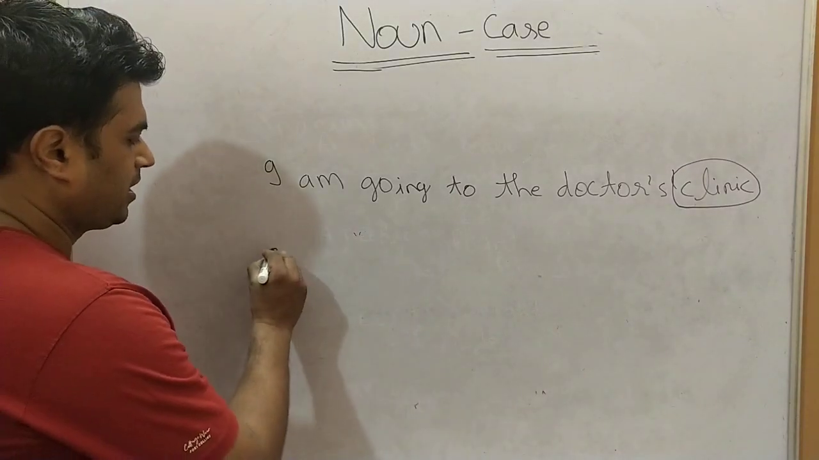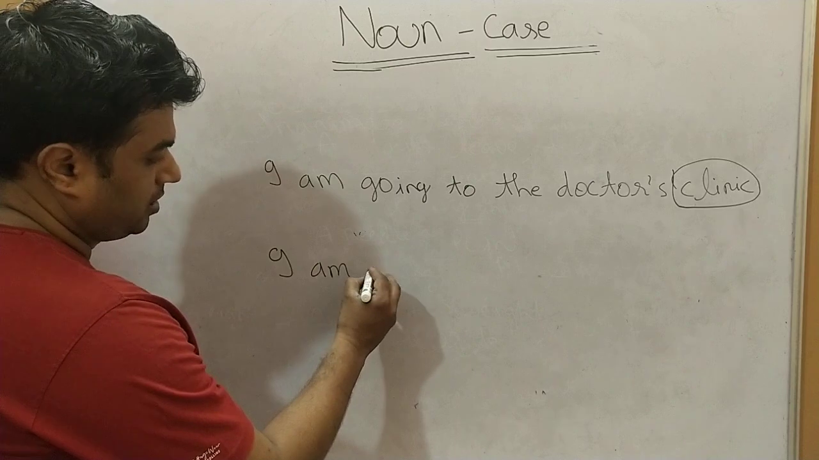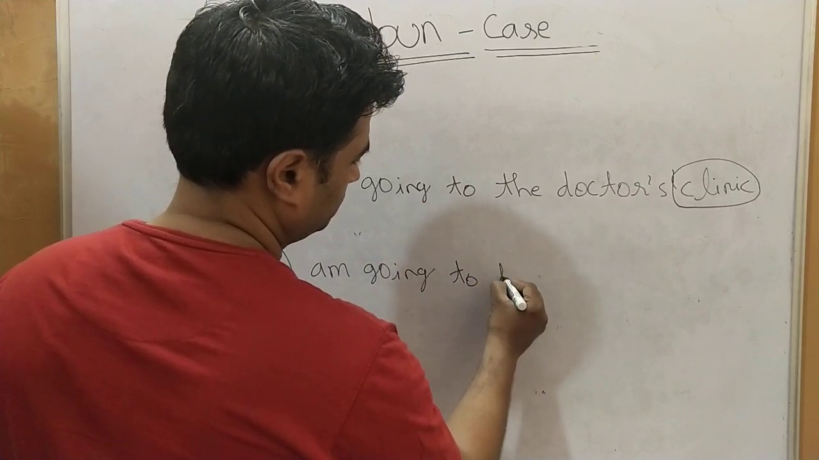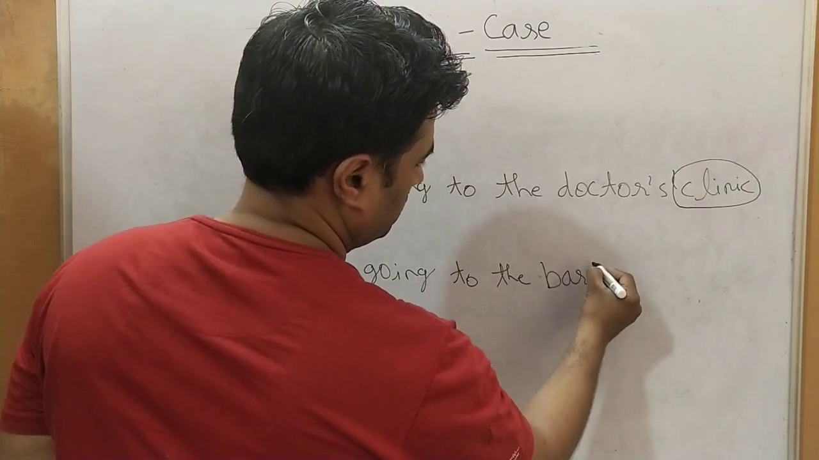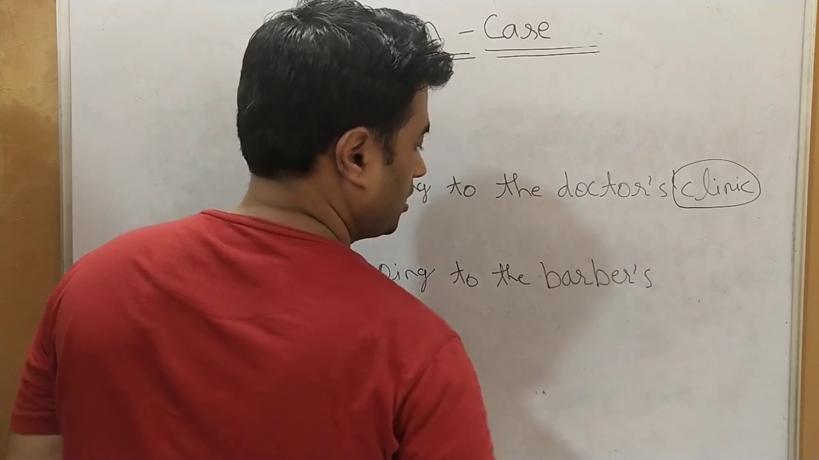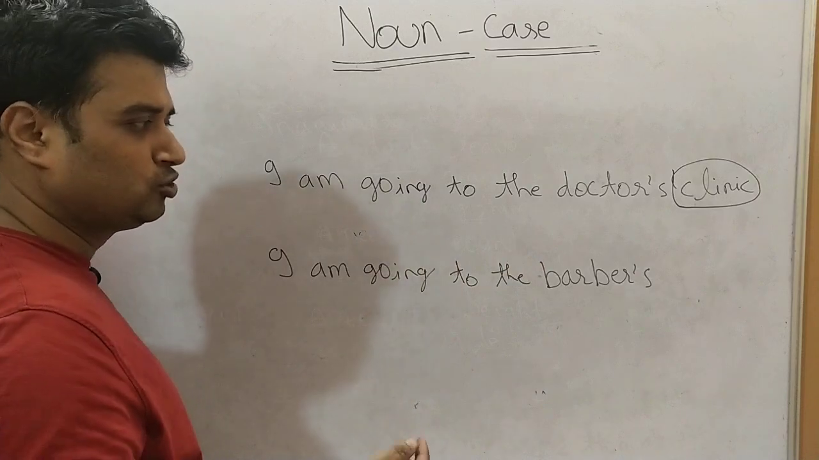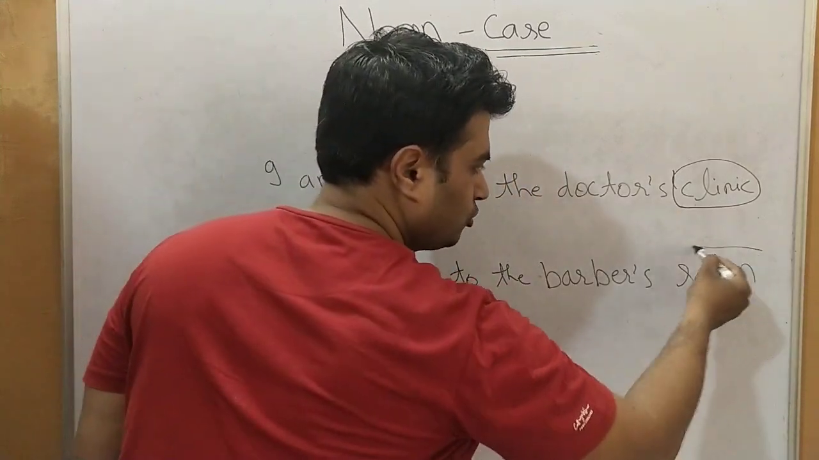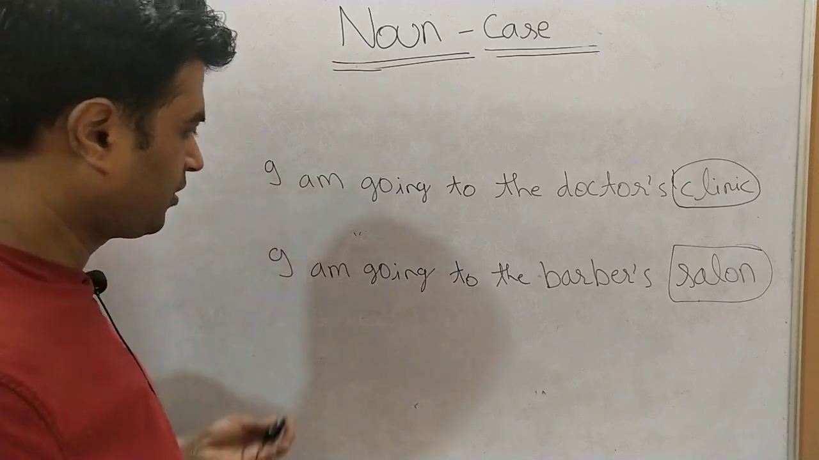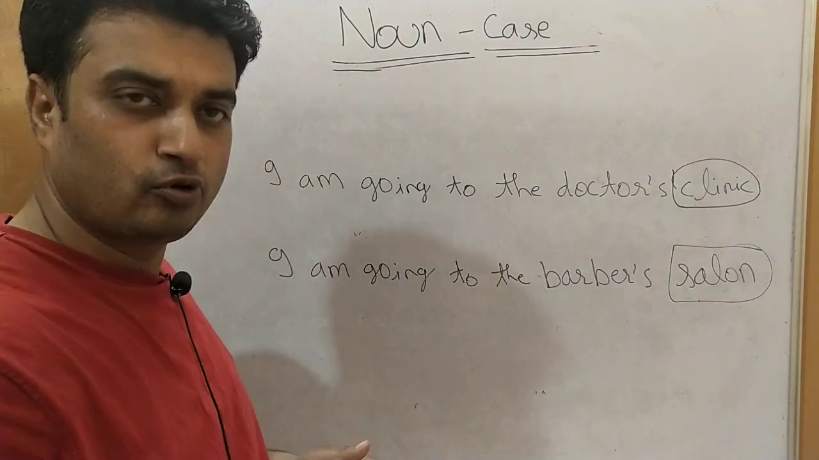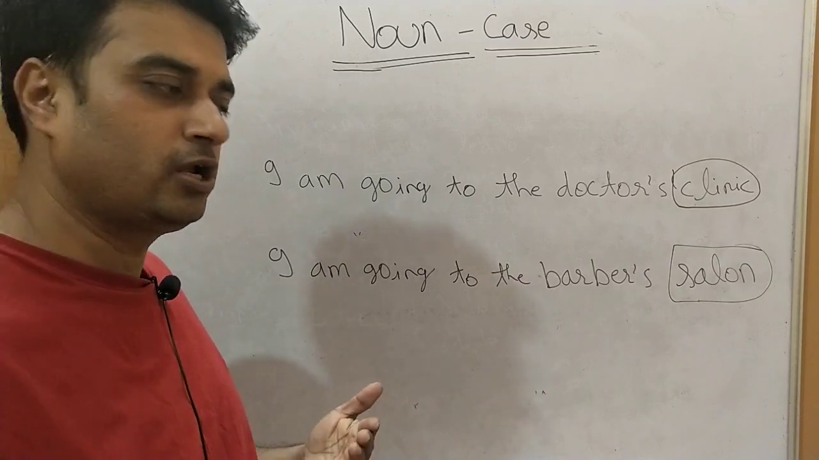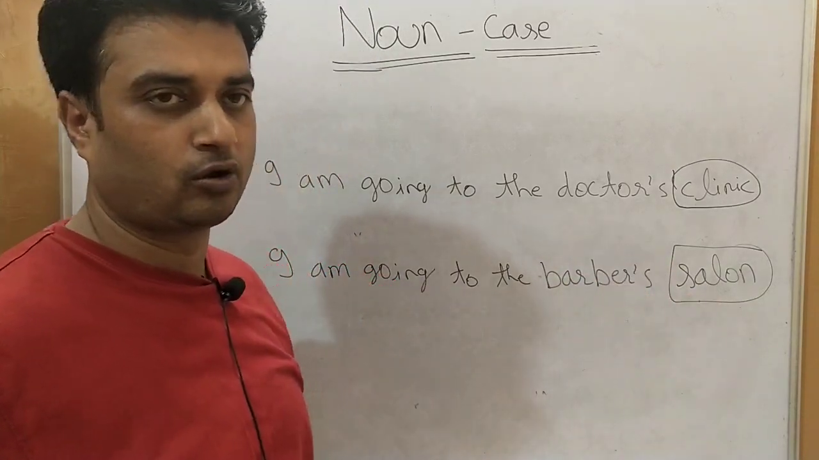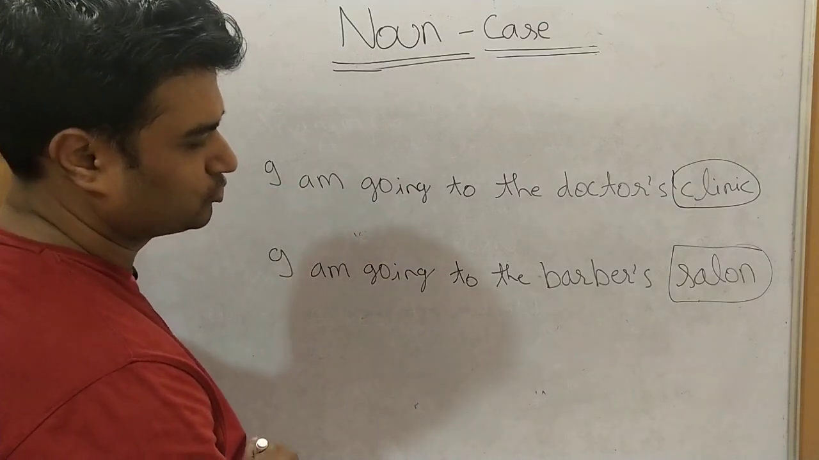For example, I say that I am going to the barber's. Okay, I am going to the barber's. Now, do I need to write salon? We can write it, but if we do not write it, then it is already understood that if I am going to the barber, then I am going to his salon. Why do we go to a barber? To get a haircut, and we can get a haircut in a salon. Okay, so I am going to the barber's.